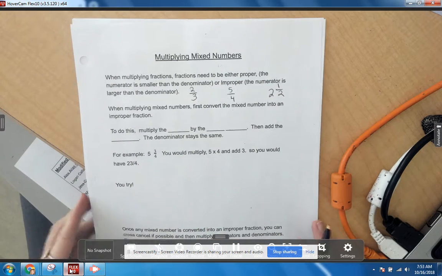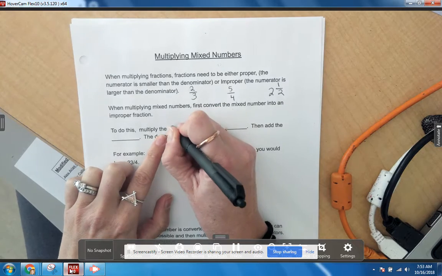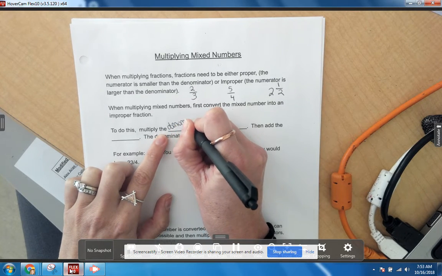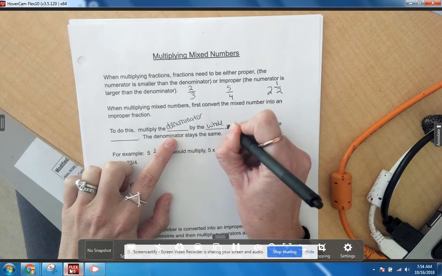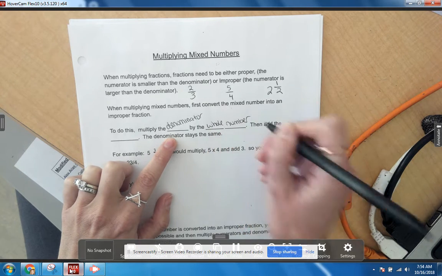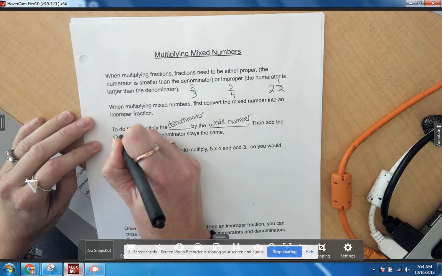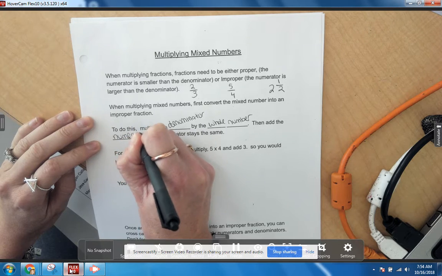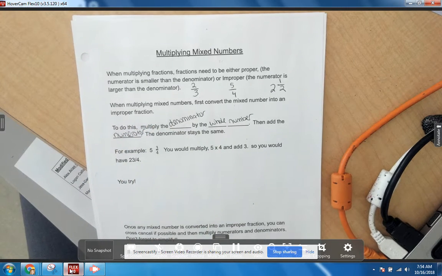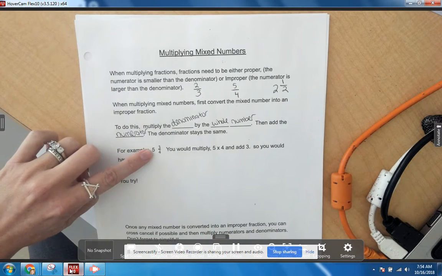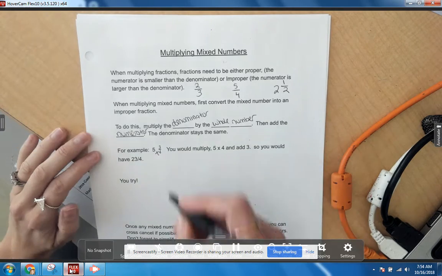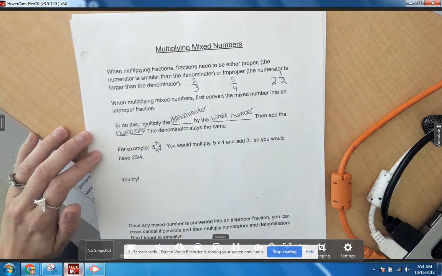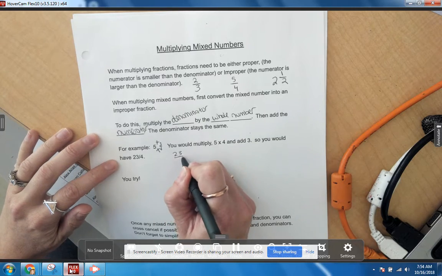I'm sure you probably did this last year, but you multiply the denominator, make sure you're filling this in with me, by the whole number. And then you add the numerator. And the denominator stays the same. So for example, if I have 5 3/4, I would do 4, the denominator, times the whole number, so 5 times 4, which is 20, plus the numerator, which is 3, and I would get 23/4.